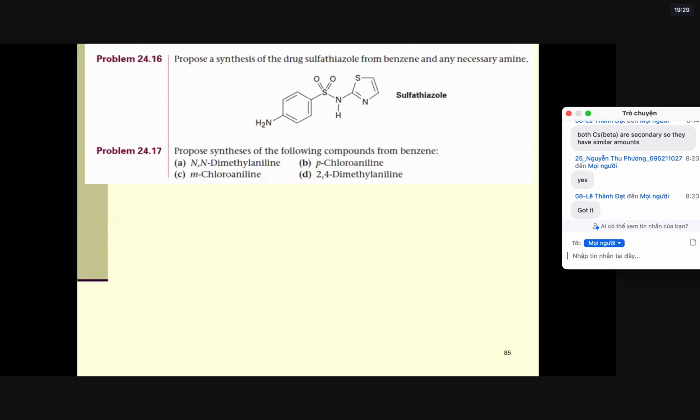Now, we're moving on. Propose a synthesis of the drug sulfathiazole from benzene and any necessary amine.